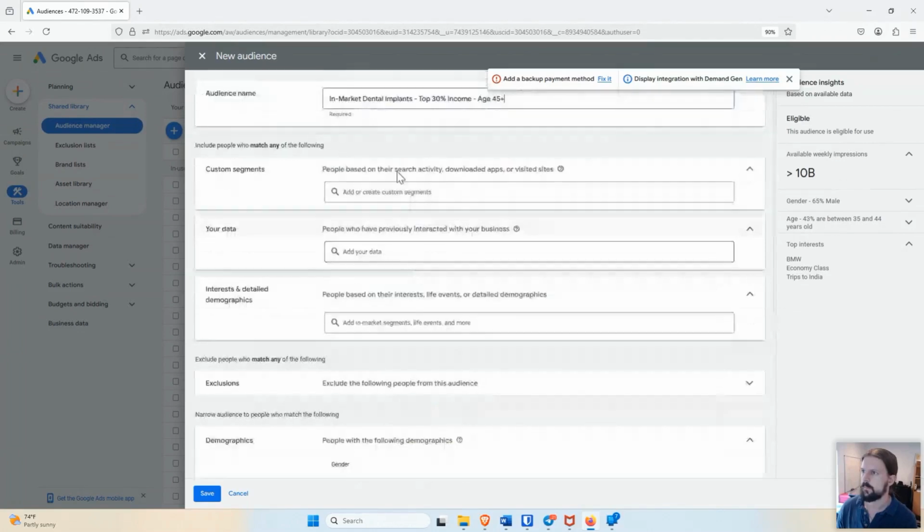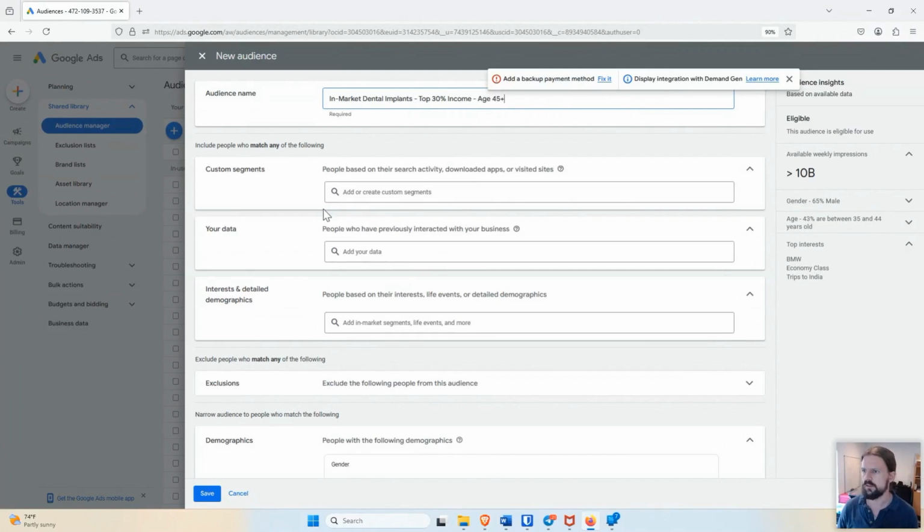So that's how to create an audience. And if I want to save that audience, I'll go ahead and hit save, and then that audience will be available to me when I go and create an ad campaign. Now, I don't recommend ever starting a new ad campaign and only choosing one audience. I always do multiple audiences.